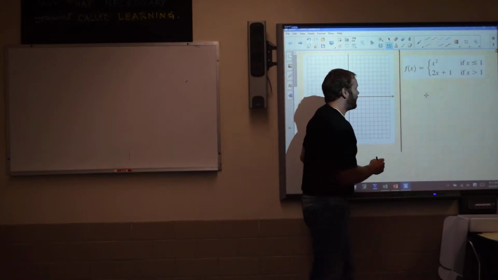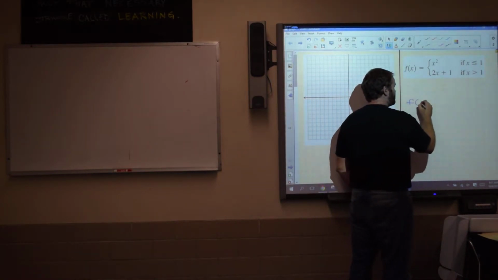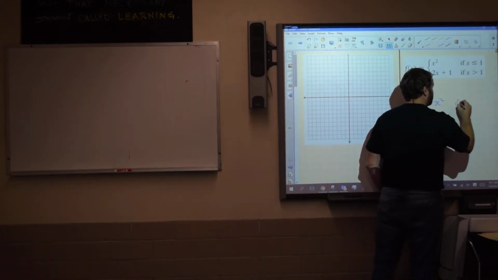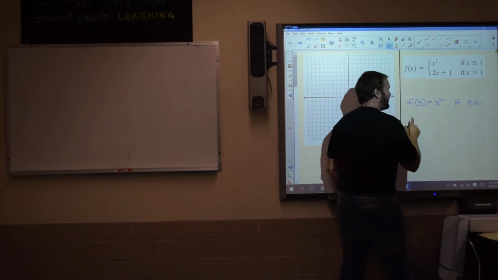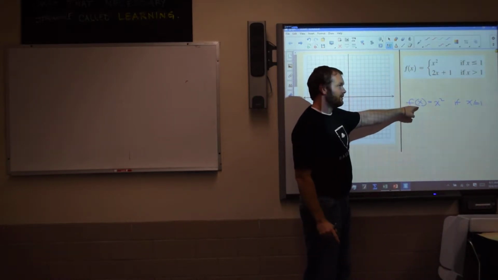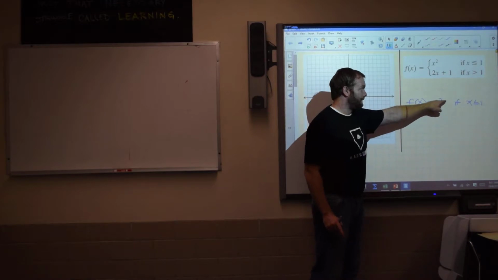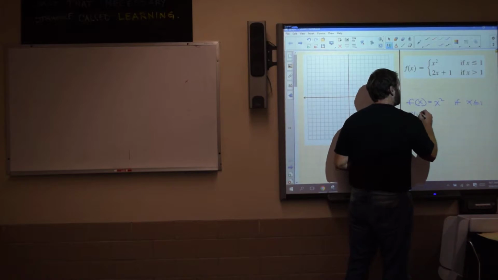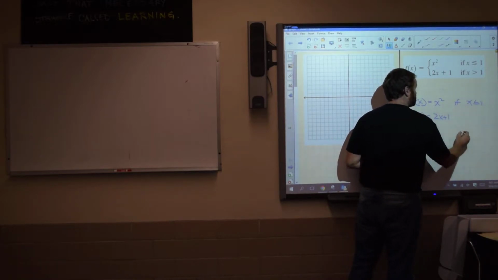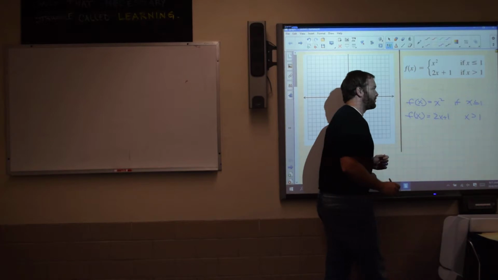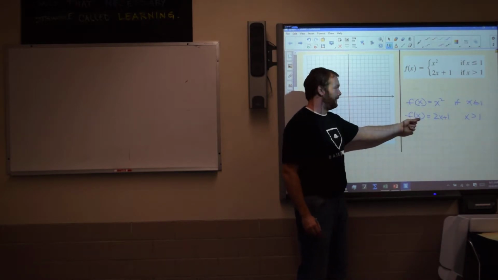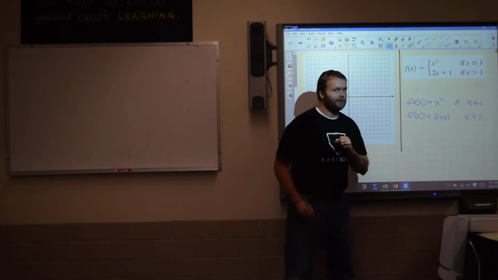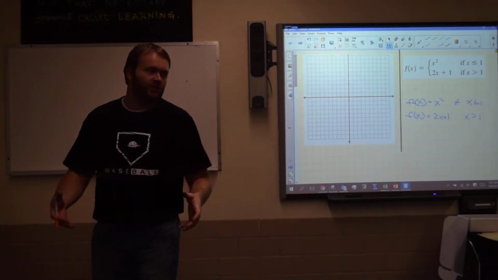It scares them. But what it really means is f of x equals x squared if x is less than or equal to 1. So you're going to get y values that follow this rule if you have x values that are less than or equal to 1. And then you have another rule that says f of x equals 2x plus 1, if x is greater than 1. So your y values are going to be developed by taking x values that are bigger than 1 and plugging them in there. And then we graph those two things on the same graph.